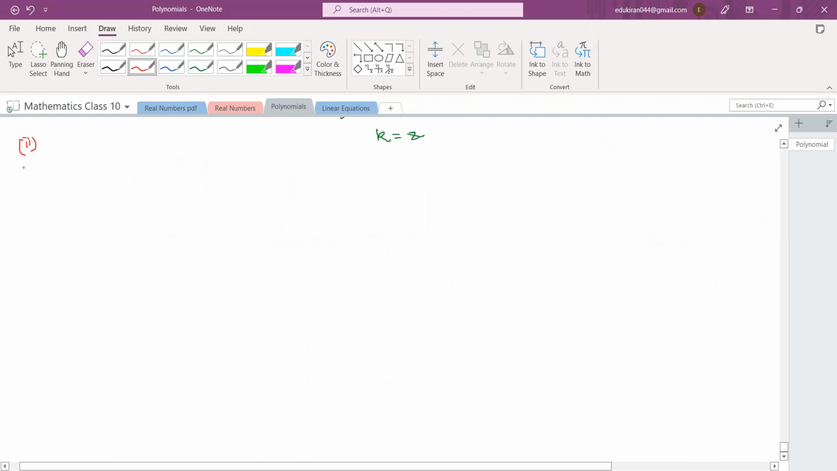Okay, ma'am. Note down, if 2 by 3 and minus 3 are the zeros of the quadratic polynomial ax square plus 7x plus b, then find the value of a and b, right? A and b. Find the value of a and b.